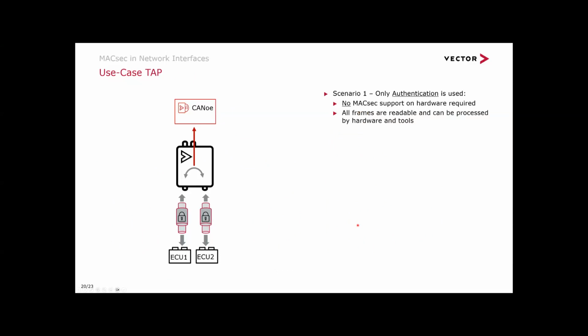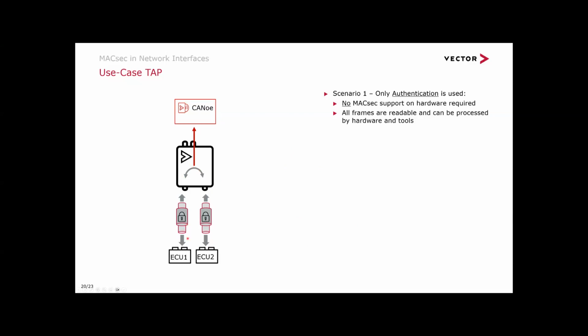And if you now differentiate the two scenarios: when we only use authentication in our network, so you have all the relevant payload in plain text available, with only the authentication done via MACsec, then you can capture all the data with current interfaces. There is no MACsec support required on the hardware because we can process all data on the hardware also in this case and forward it to CANoe, and CANoe can display and handle MACsec decryption or protocol interpretation afterwards. So if your network is only using authentication, this solution works already today.